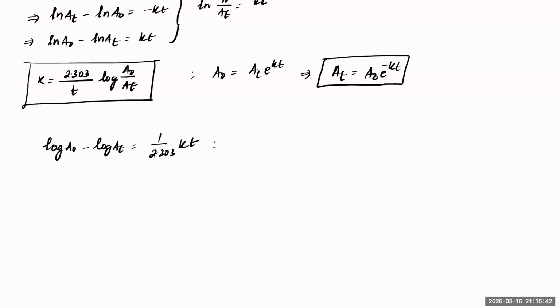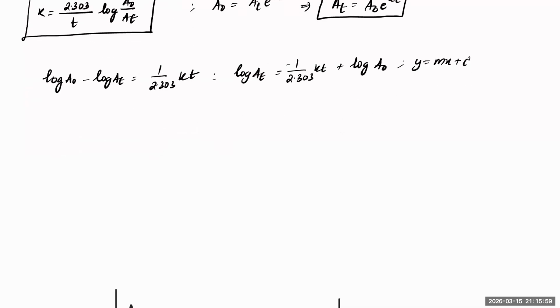Now, if I write this in terms of an equation of a straight line, log of at is equal to minus kt by 2.303 plus log of a naught. So this would look like y is equal to mx plus c with a negative slope, right? So we can understand how the graph would be for this case.